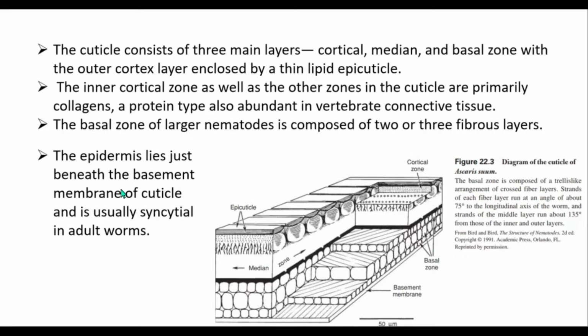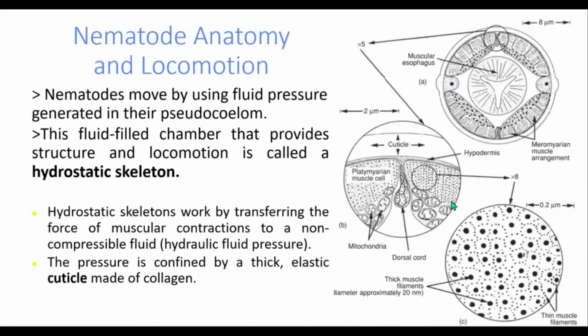Here also, the epidermis lies just beneath the basement membrane of the cuticle and is usually central in adult worms. The important function of the epidermis is the secretion of the cuticle. So moving on further to nematode anatomy and locomotion.